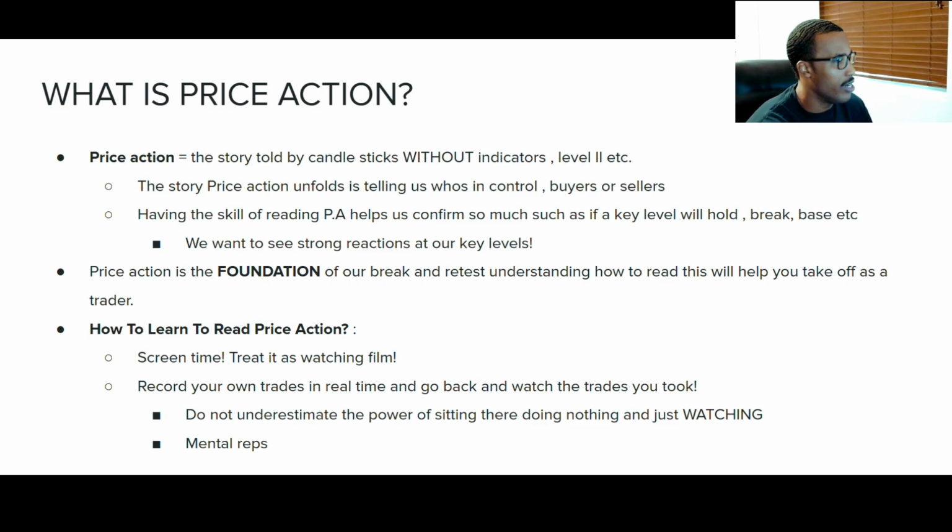Screen time. Nothing else. Don't overcomplicate it. Screen time. I played football the majority of my life. I was a quarterback. What do we do? We prep. We watch film. How many hours of film are you putting in? You've got to ask yourself that question. Do not underestimate that. So, screen time. Treat it as watching film.